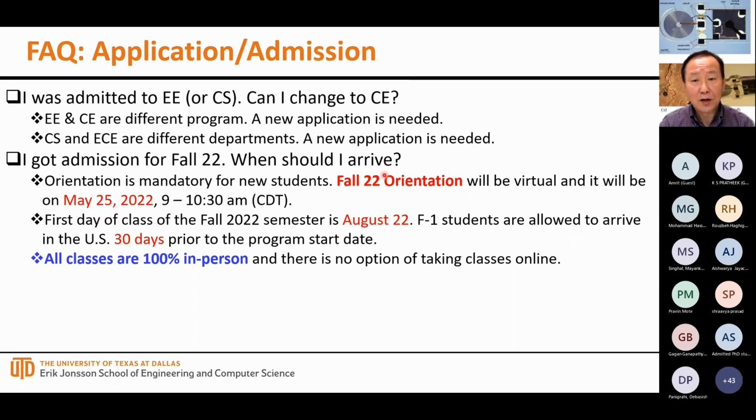And when should you arrive? Basically, it depends on when the class starts. The first day of class for the fall 2022 semester is August the 22nd. F1 students are allowed to arrive in the US 30 days prior to the program start date. So that means you can arrive from July 23rd until August the 21st. So you need to plan accordingly.